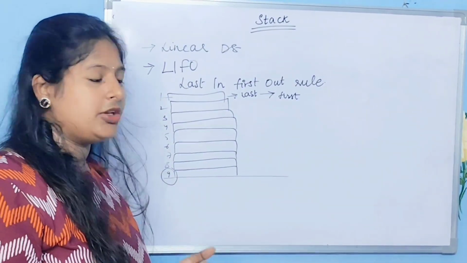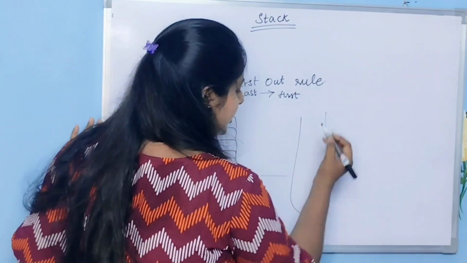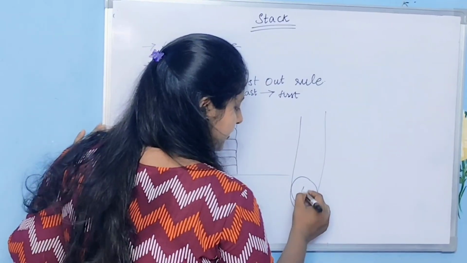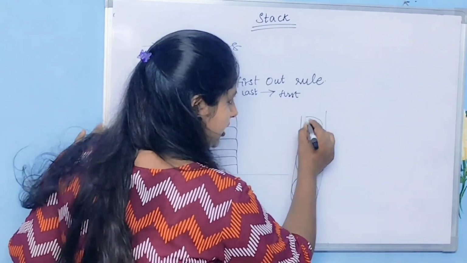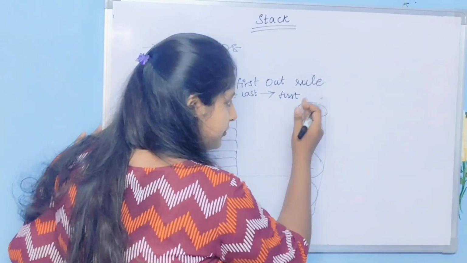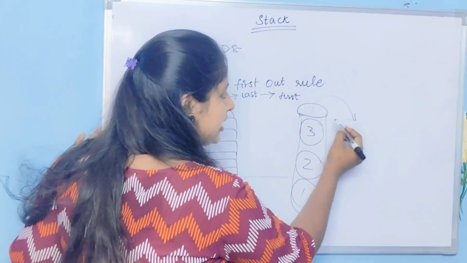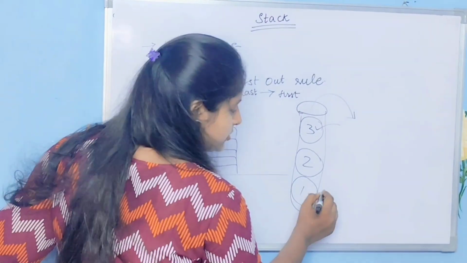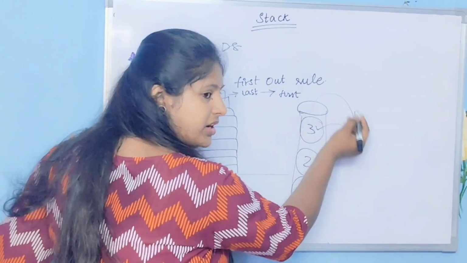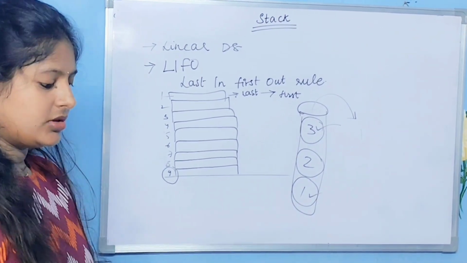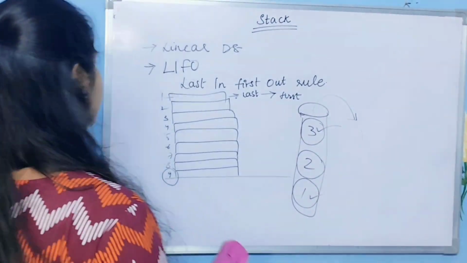I'll also give you this example. Let us consider a container. This is my first ball. This is my second ball. This is my third ball. You only have one opening this way. Okay. If you want to take it out, you will take the third one first. You won't be able to take this one because last in first out. Okay. Because it has only one end. Right. So this is the example for stack.